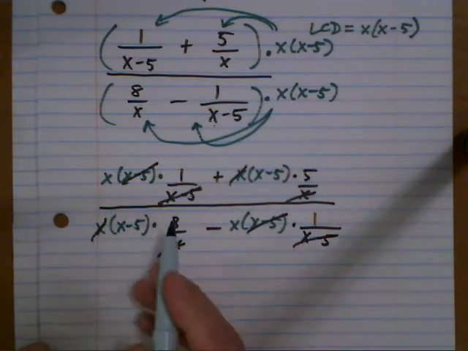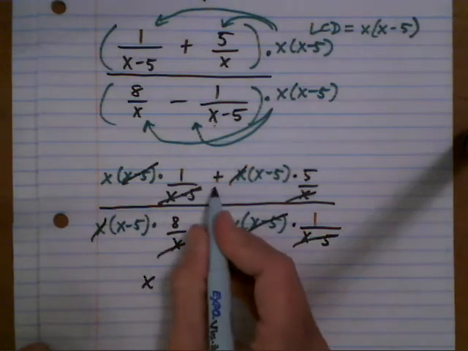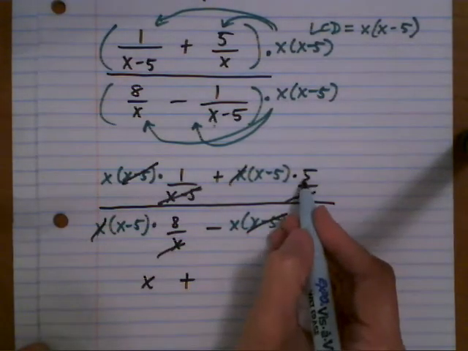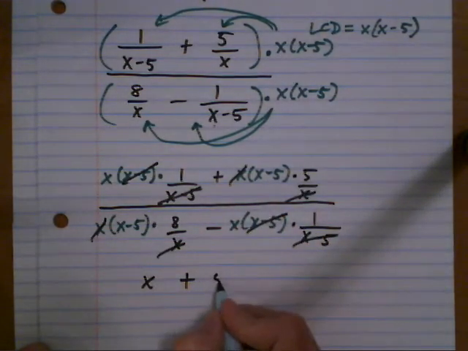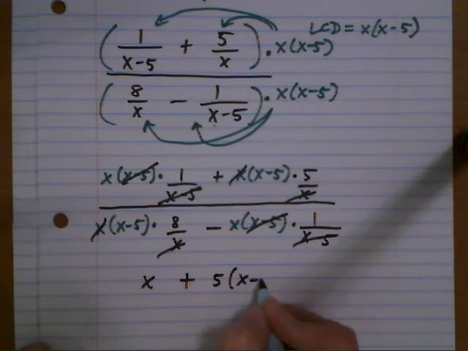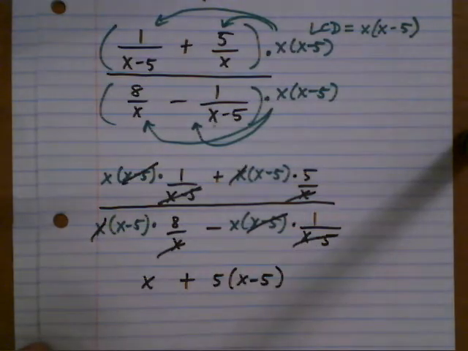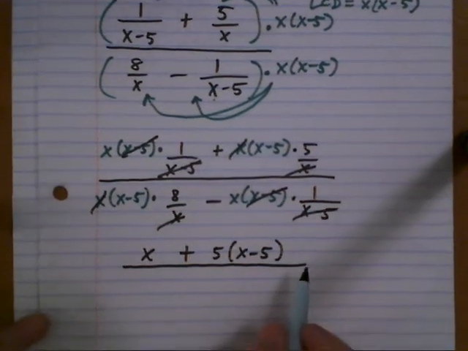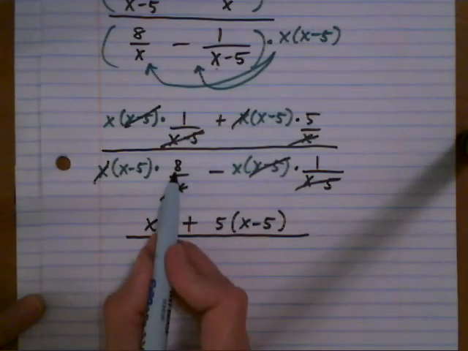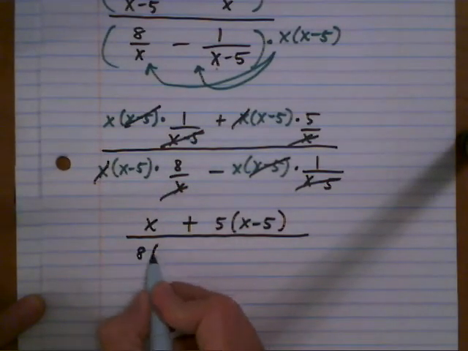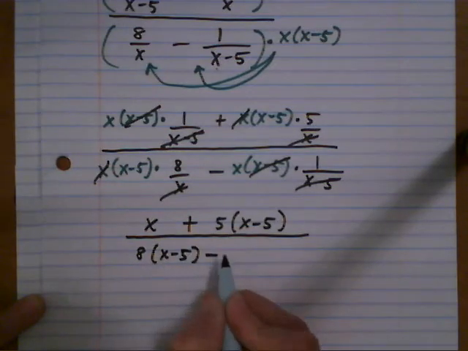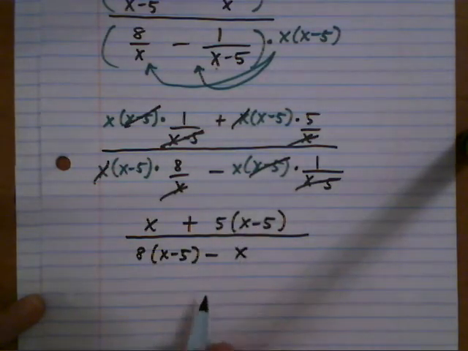We have an x plus 5 times x minus 5. And it's really important to keep the parentheses around the x minus 5 so that the 5 is multiplying the entire x minus 5 and not just the first term of it. And that's all over 8 times parentheses x minus 5 minus x. And now we'll simplify what we have.